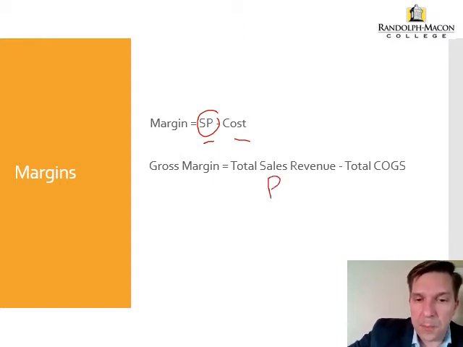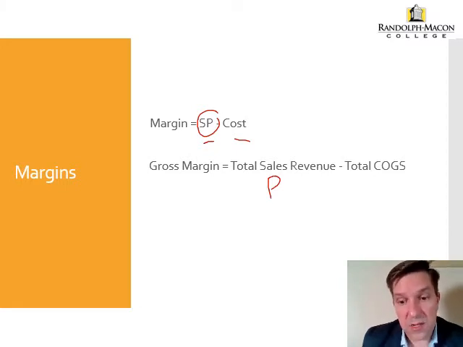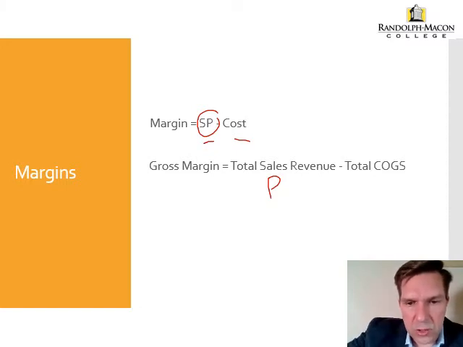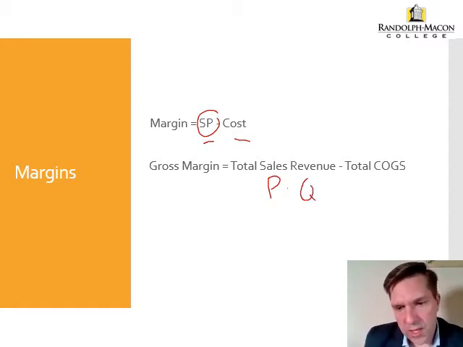I'm going to use the shorthand P instead of saying SP, because drawing in the PowerPoint is a little bit challenging, and also because most people don't specify SP. But know that unless I say otherwise, what I mean by P is the price transacted in the marketplace, not just some list number, multiplied by Q, Q being the total number of units sold in a particular period of time. This could be a month, a week, a year, whatever is the relevant unit of analysis at the time. And that's going to be my total sales.